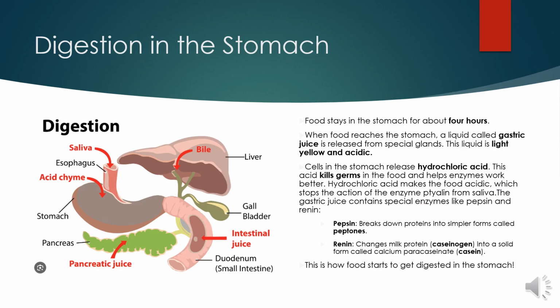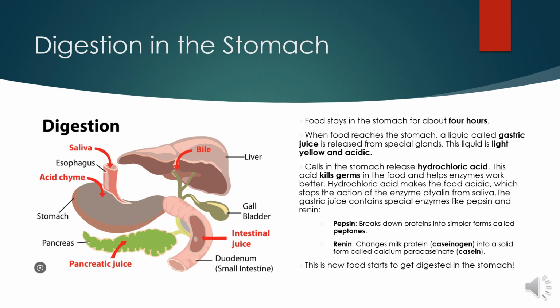Digestion in the stomach. Food stays in the stomach for about 4 hours. When food reaches the stomach, a liquid called gastric juice is released from special glands. This liquid is light yellow and acidic. Cells in the stomach release hydrochloric acid. This acid kills germs in the food and helps enzymes work better.